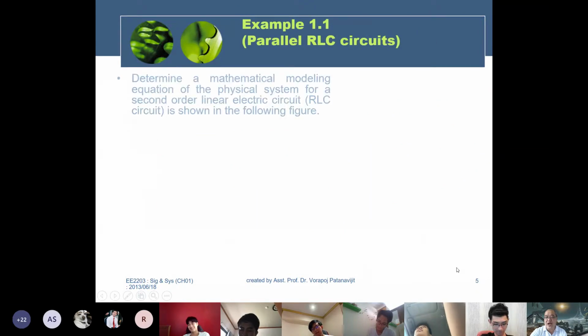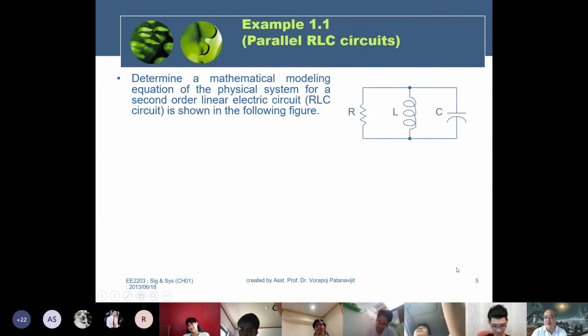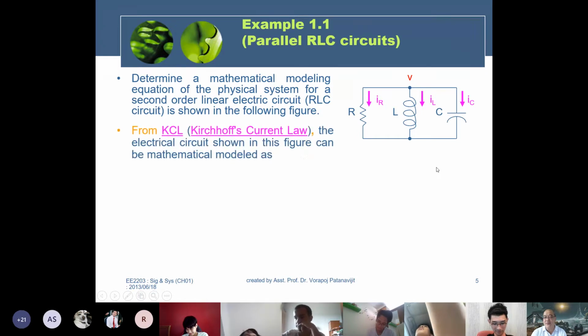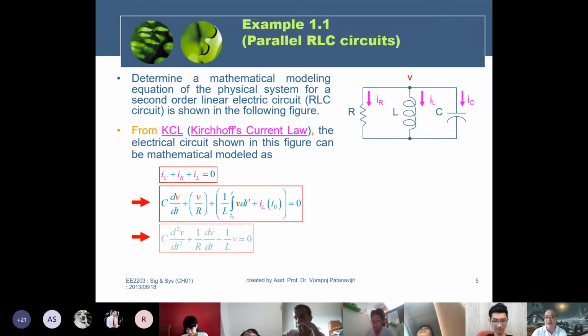Okay, this provides you an example in a real case. Determine the mathematical model equation of this physical system for the second order linear electric circuit. In this circuit, I assume that everyone already passed the circuit course. If you already have this RLC circuit structure in parallel, you have the ability to model them. At the top, you can apply the KCL to explain IR plus IL plus IC equal to 0. From the KCL, the electrical circuit shown in this figure can be mathematically modeled by this.